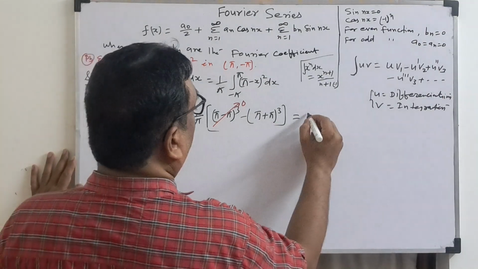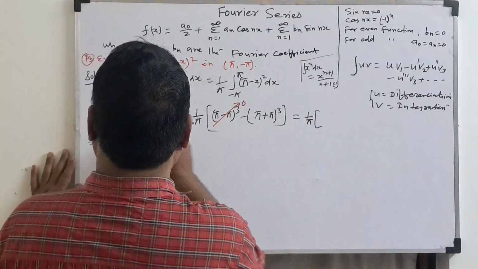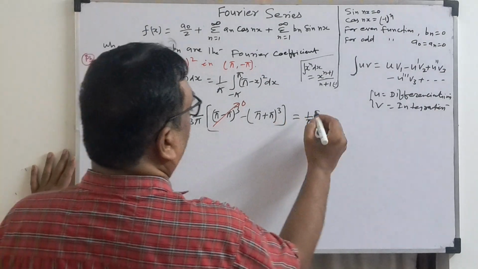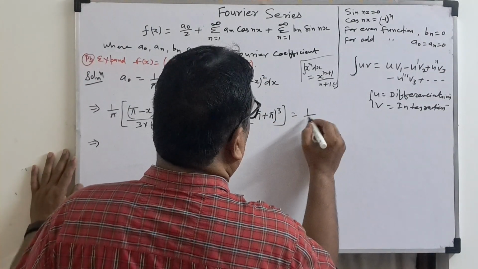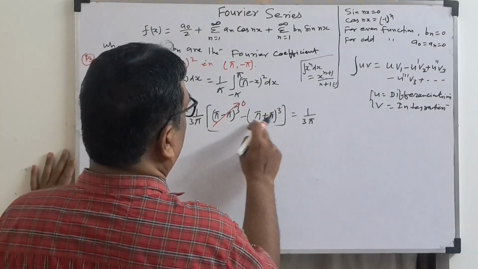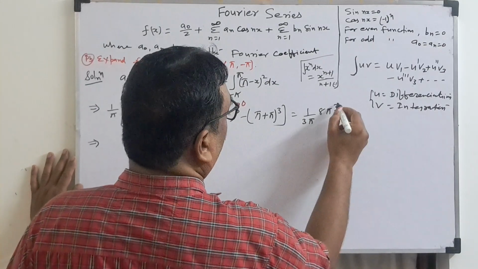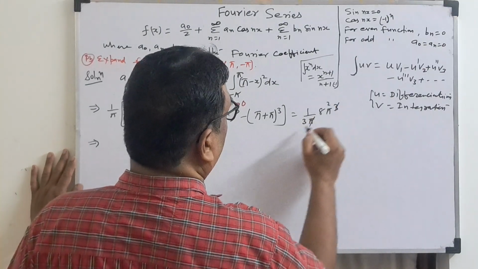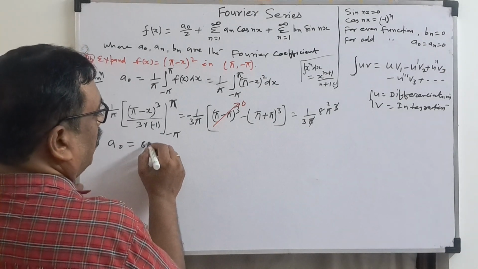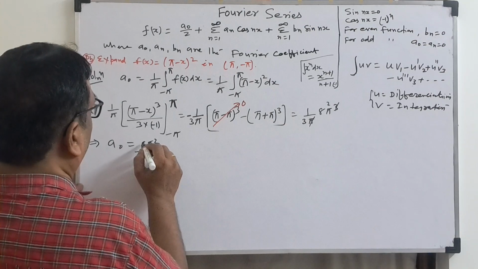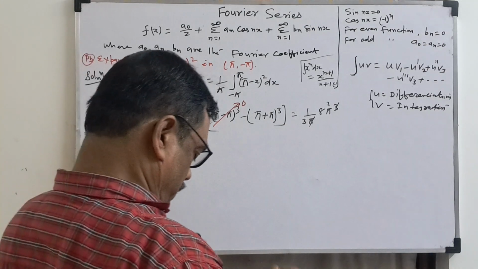Remaining part will be there 1 by pi minus, then this minus will get plus. So write here directly 1 by 3 pi, this minus becomes plus, so 2 pi cube, so 8 pi cube. So 1 pi, this can cancel. So what is coming? A0 is equal to 8 pi square by 3.